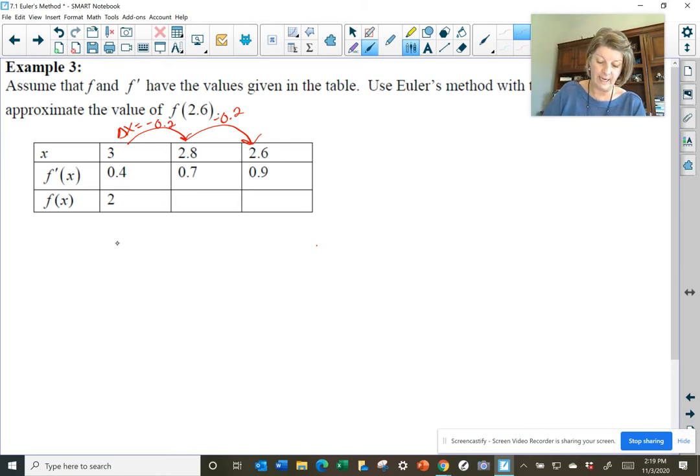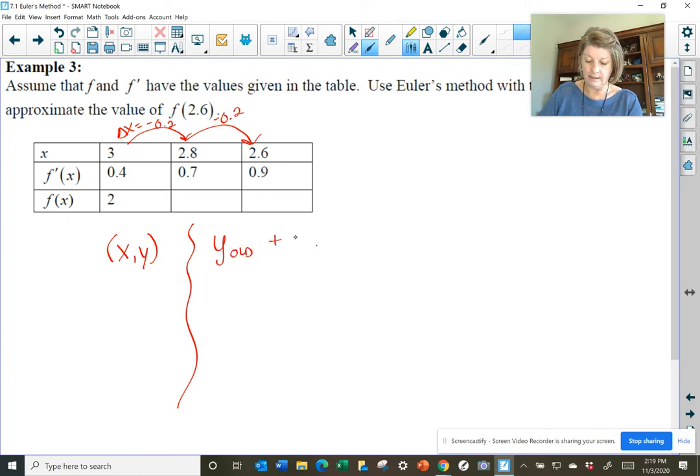So let's set up. We have our x, our y, and I have my y old plus the change in x times f prime will give me my y new.